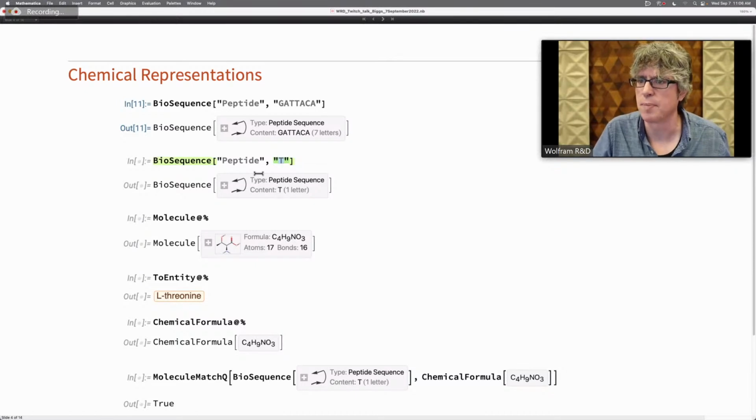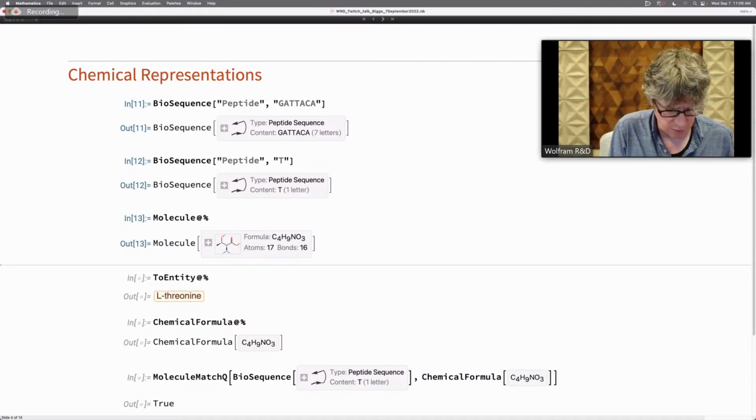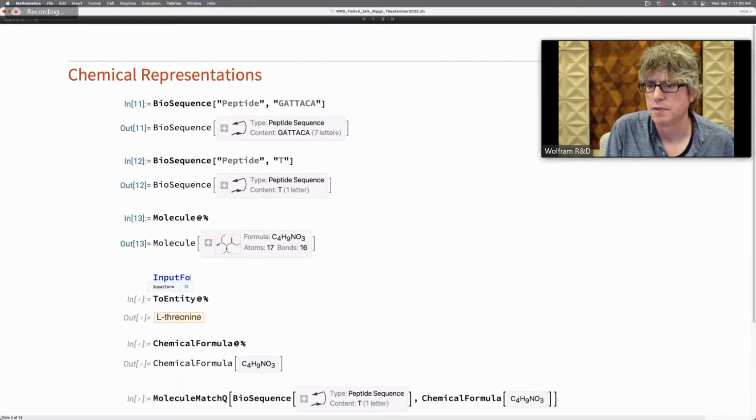So you represent that as a BioSequence, and you can immediately convert that to a molecule, right? So if we evaluate this, and then evaluate this, these have different levels of information, right? So if we do InputForm /@ %.